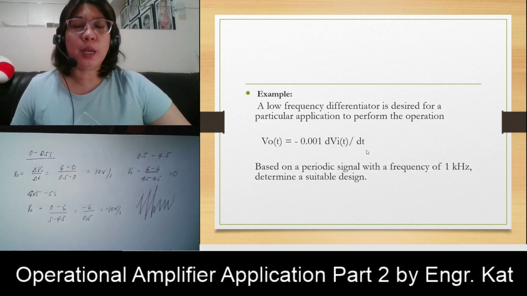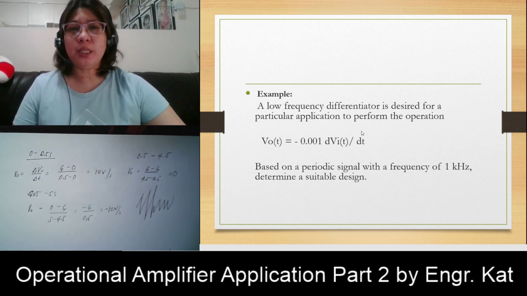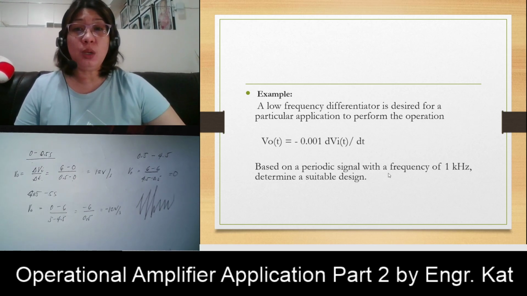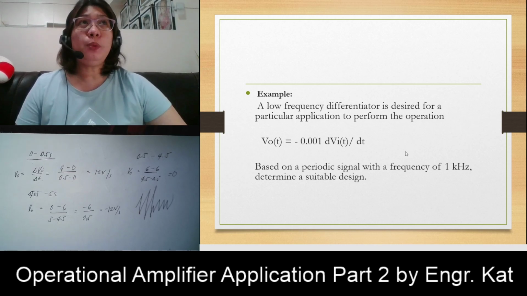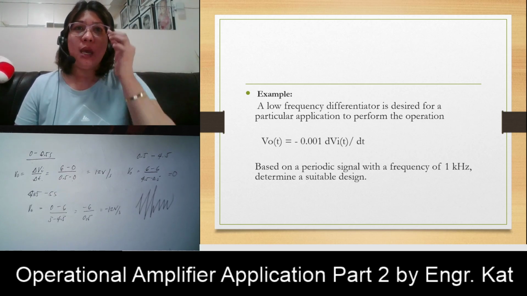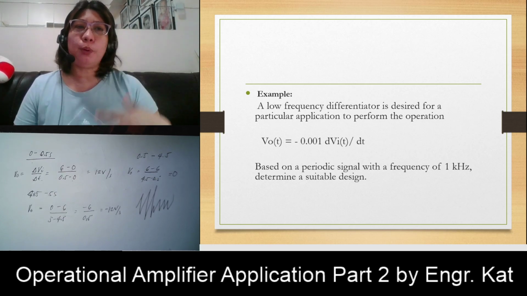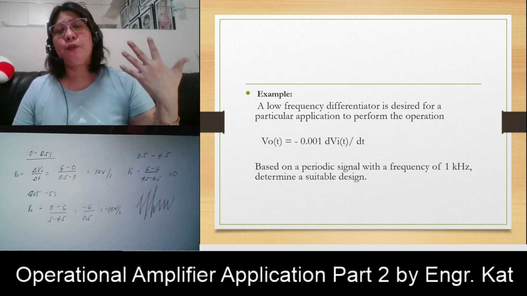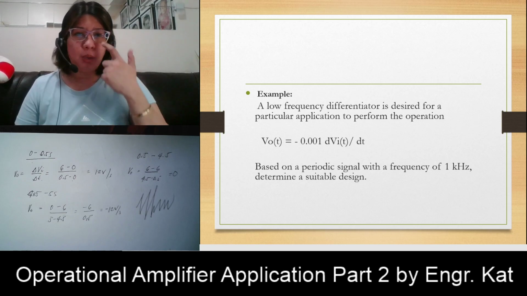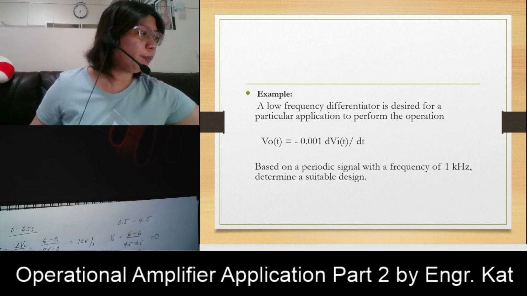So this is an example. A low frequency differentiator is desired for a particular application to perform the operation. So when you say design, how do we design? We design this in such a way that you have to supply the values for our three components. So what are those three components? You have your capacitor, of course, you have your RF, and then you have your RI.